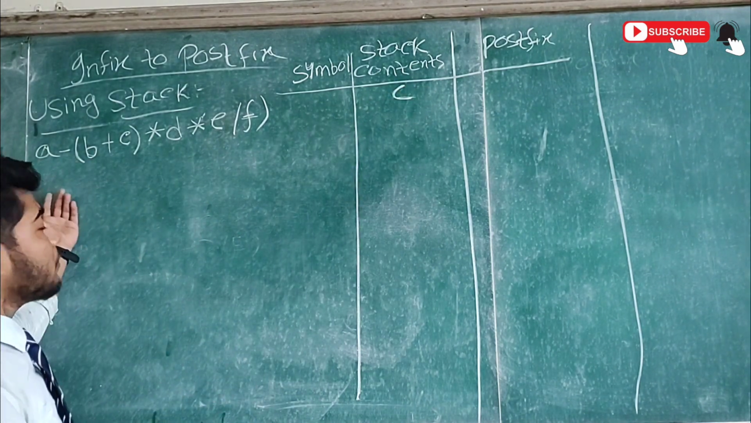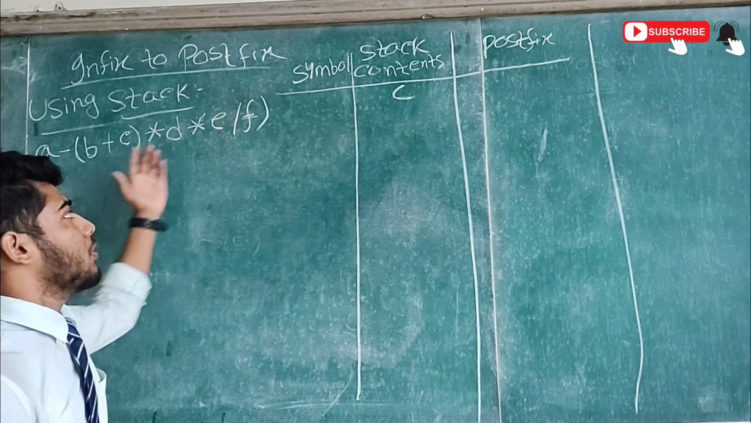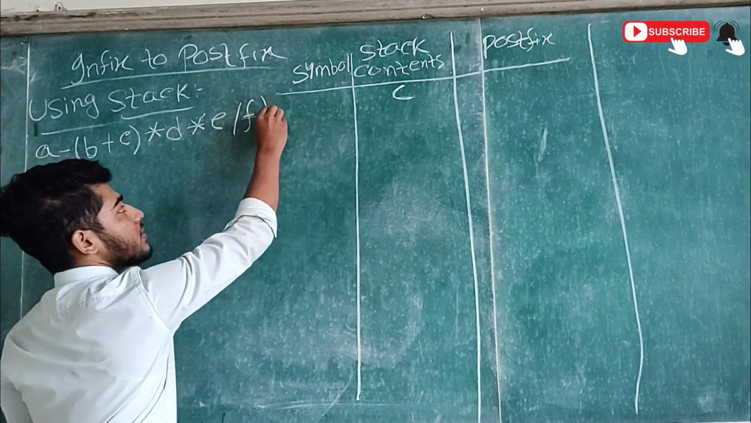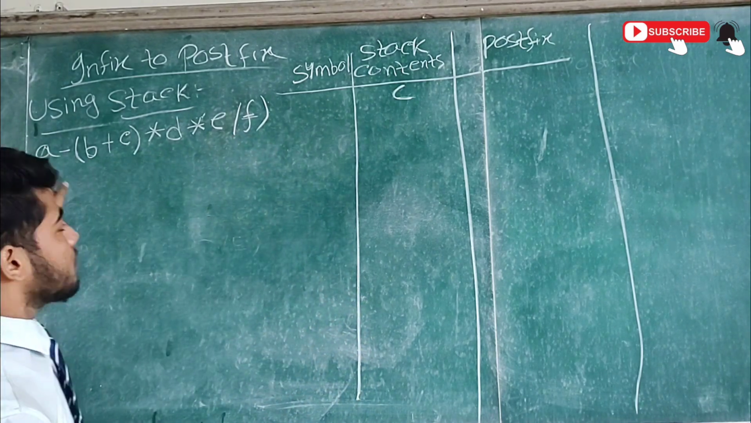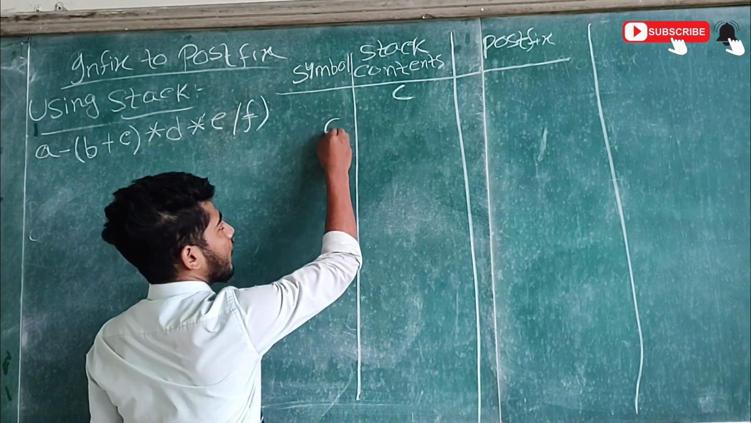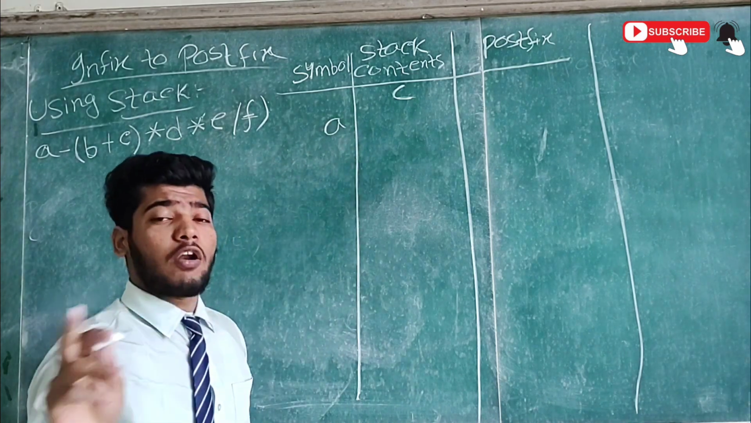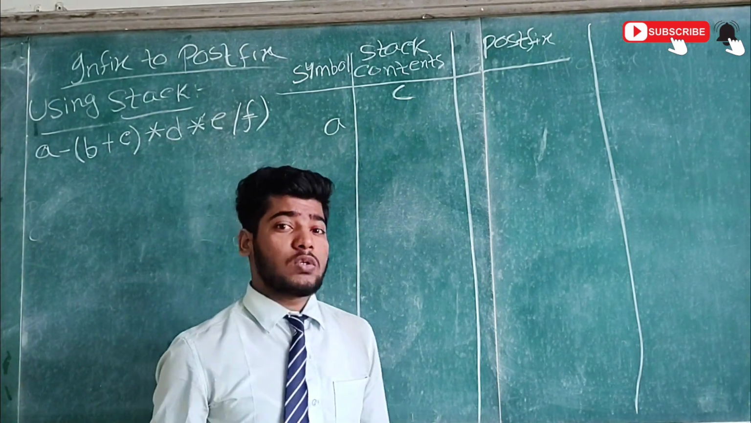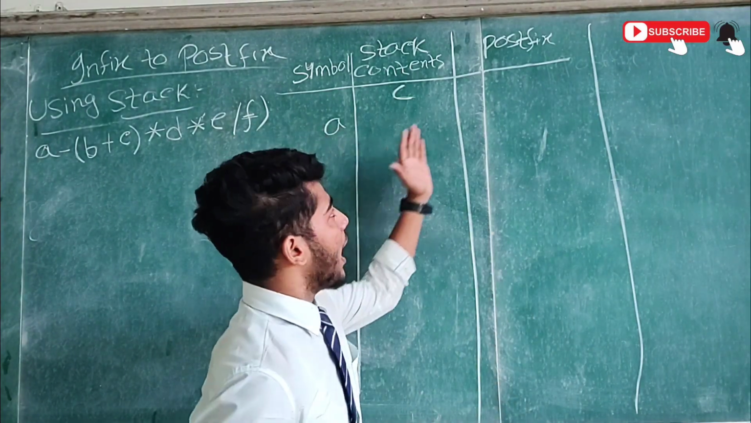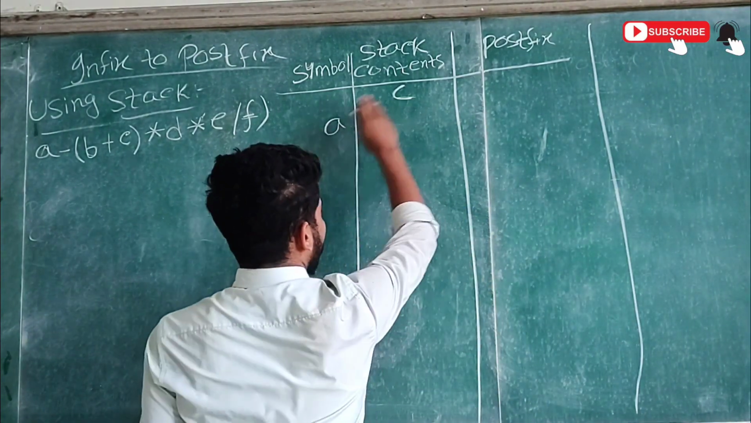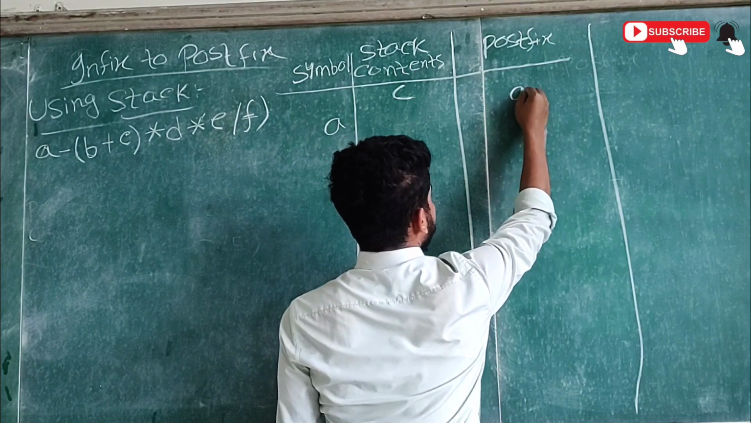Then check the symbols one by one from left to right until the right parenthesis is encountered. First symbol is A. So check A. Is A an operator or operand? A is an operand. So the condition is if the symbol is an operand, then directly add it to the array postfix. So we directly add A to the array postfix.